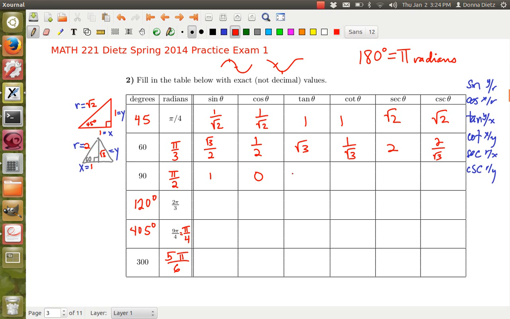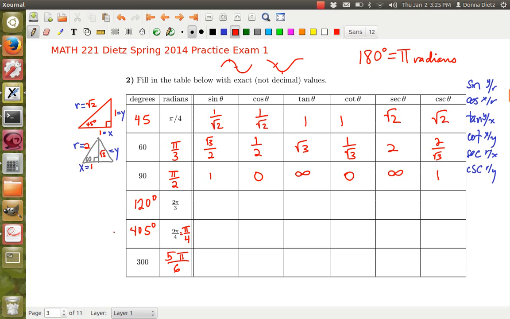Sine over cosine is, whoops, 1 over 0 is infinity. However, 0 over 1 is 0. And reciprocal of 1 is 1. Reciprocal of 0 is infinity. So there you go for that one.